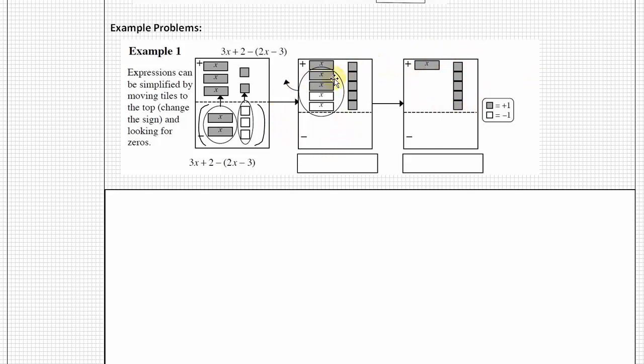So I'm going to backtrack a moment here and go back to here. So once we flipped everything up, or when we first started, this was the expression we had. Then when we flipped everything up into the positive region, here's the expression we have for this middle mat. We have 3 x tiles and the 2 positive unit tiles. We still have that. But now when we flipped those tiles up, we now have 2 negative x tiles and 3 more positive tiles. Then for our third and final mat, the 0 pairs were removed, and what we're left with when we're completely simplified is x plus 5.